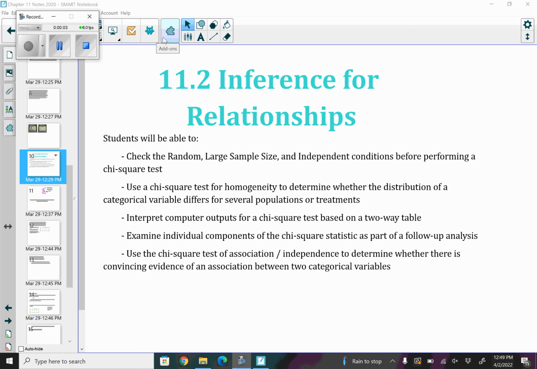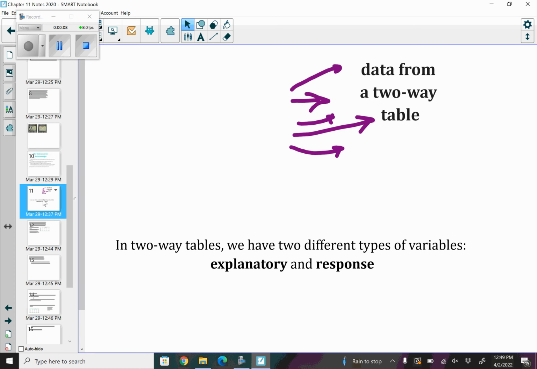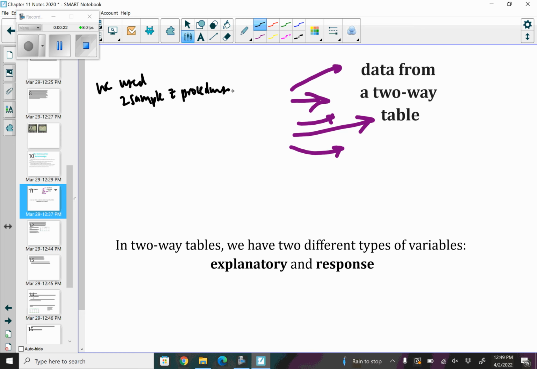Hi, AP Stats. Let's talk about 11.2, inference for relationships. We are going to use two-sample Z procedures to compare the proportion of successes in two populations or treatments.